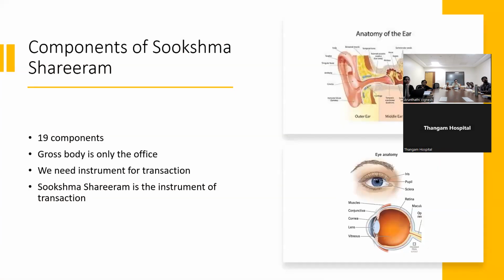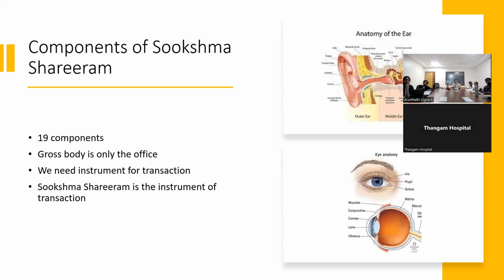So what are the components of Sukshma Shariram? There are 19 components. Sthula Shariram is the gross body, the physical body. But Sukshma Shariram cannot exist without Sthula Shariram, and Sthula Shariram cannot exist without Sukshma Shariram. Now if you take the eyeball, the eyeball is Sthula Shariram. The function behind the eyeball is Sukshma Shariram. That is the basic thing, and it comprises 19 components.